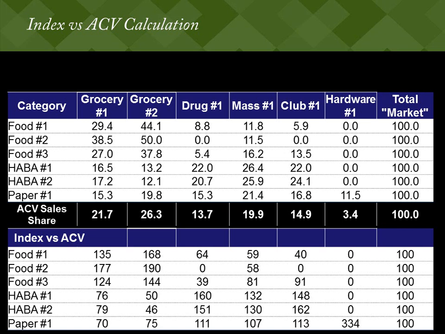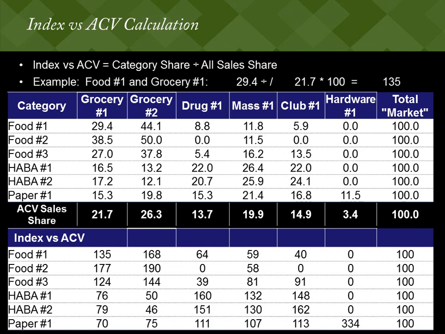The last calculation is the index versus ACV, which is the category share by retailer divided by their all sales share. For example, in food number 1 category for grocery number 1, their food number 1 share of 29.4 divided by their ACV sales share of 21.7 multiplied by 100 equals a 135 index versus ACV.